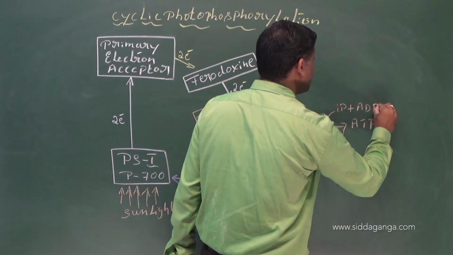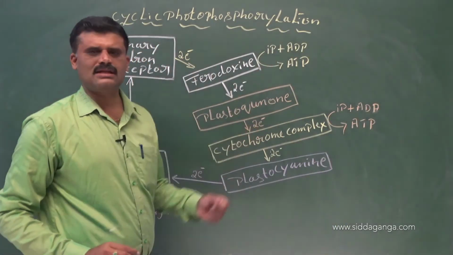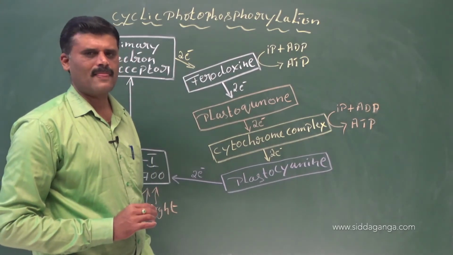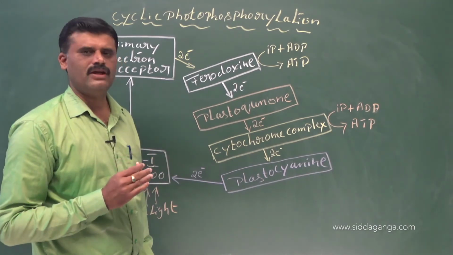Here the lost energy is used for addition of inorganic phosphate to ADP to form what? ATP. So how exactly ATP formation happens, we will see in the next videos.